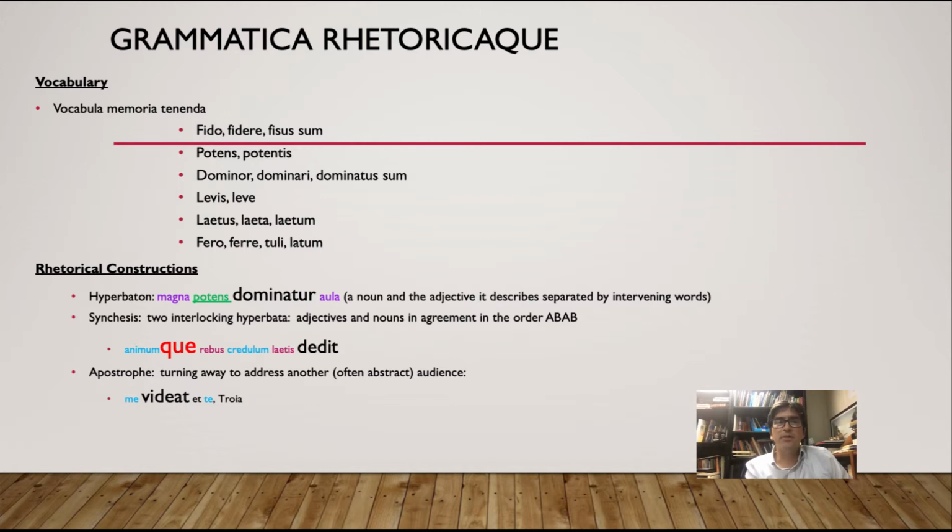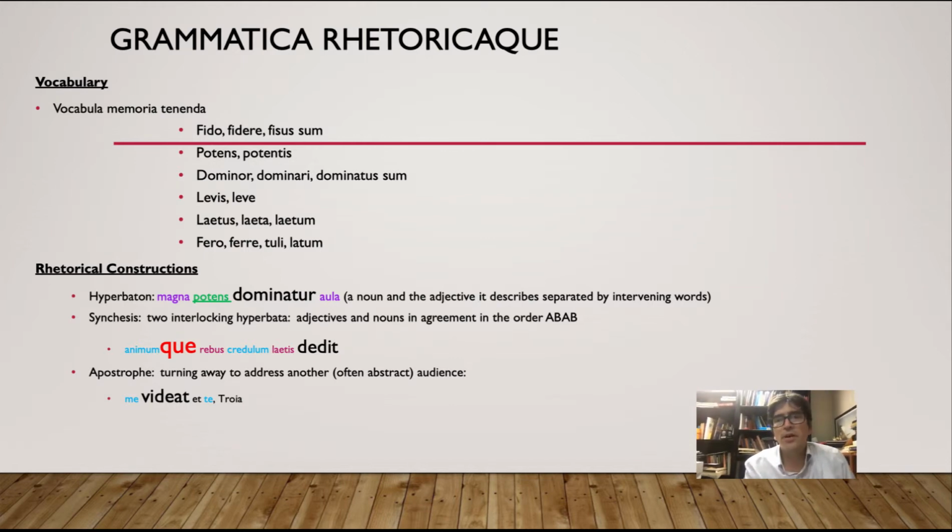So the vocabulary, to begin with, if you look at the top of the page, we have fido, fidere, fisus sum, to trust, to place one's confidence in. Potens, potentis, powerful. Dominor, dominari, dominatus sum, to lord it over, to exercise dominion. Levis, leve, light, fickle. Laetus, laeta, laetum, happy. Fero, ferre, tuli, latum, an irregular verb which tries often to imitate a third conjugation verb, which means to carry, bear, or say.